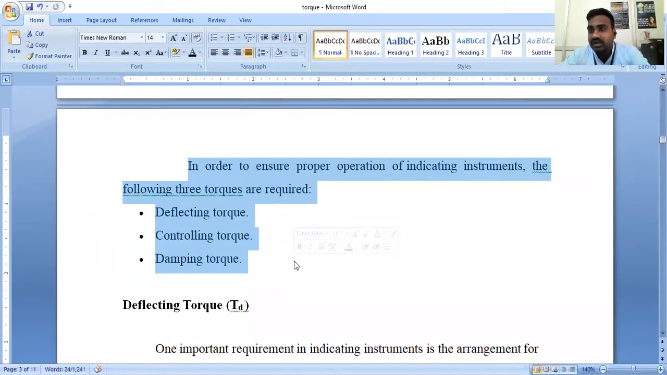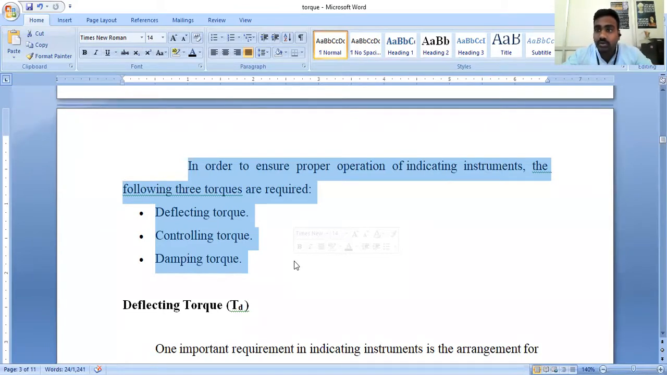In order to read the exact amount, we need these three types of torques: deflecting torque, controlling torque, and damping torque. Without any of these three torques, the needle won't stop at a particular range. If a 5 ampere or 6 ampere current is flowing, whenever we connect an ammeter in series to the line, the needle has to deflect from the 0th point to 5 or 6 amperes. It has to stop there at that particular instant, without any rapid deflection.